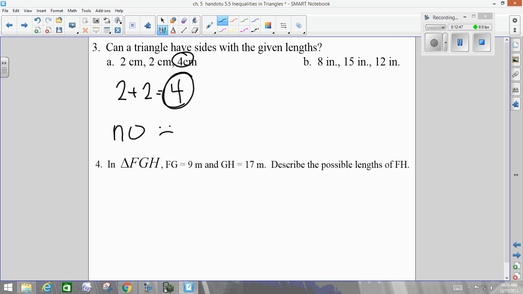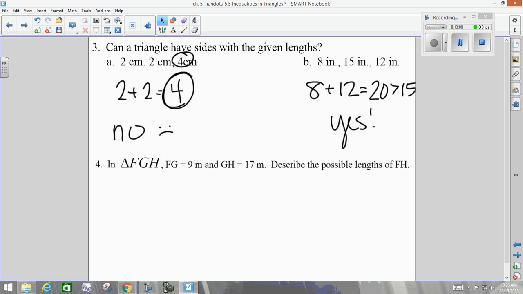So B, I'm giving you an 8-inch, a 15-inch, and a 12-inch piece of string. Okay, so I need to add my smallest 2 sides. What are they? Good, 8 and 12. What's 8 plus 12? Is that greater than that third side? Sure, so then yes, this would make a triangle. Those pieces of strings would line up at the ends and I wouldn't have any extra stuff hanging. Sarah.